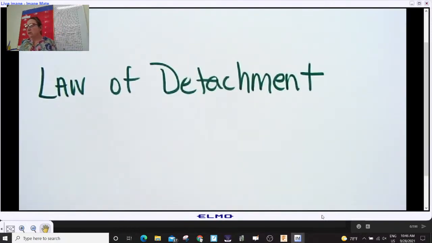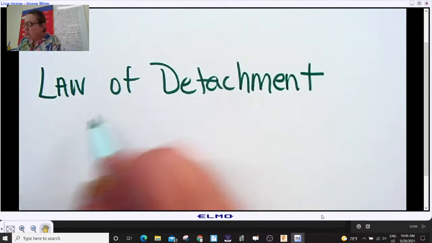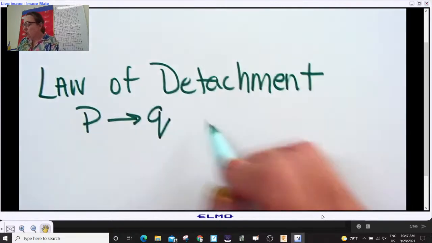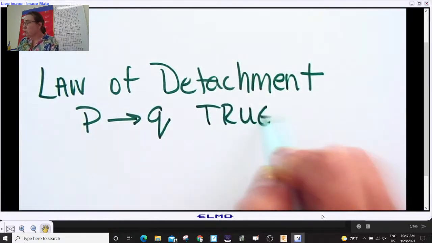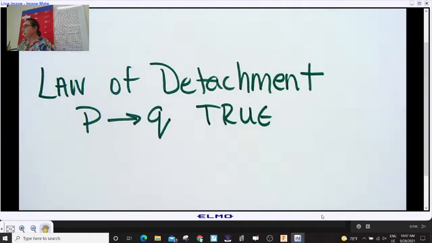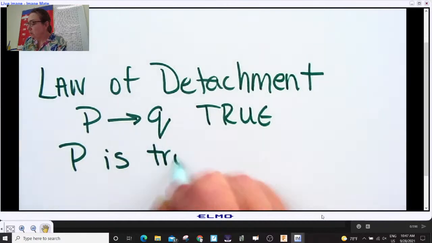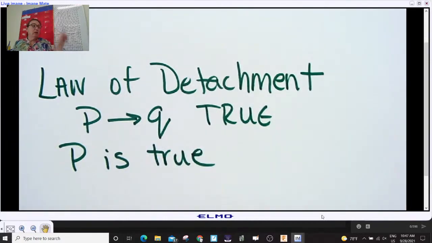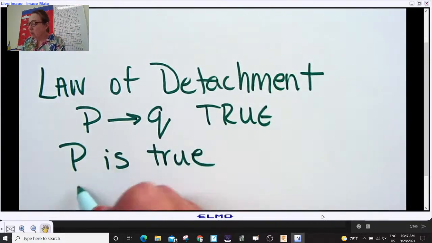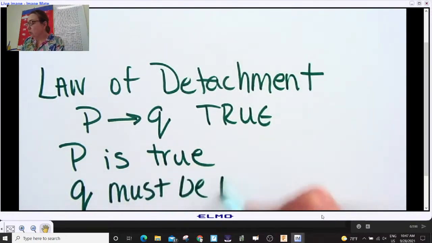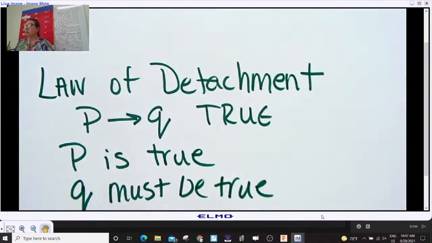Now, the law of detachment says that if you have a conditional statement that you know is true, like you know it's a true conditional statement, and I tell you that P is true, then the conclusion that you can draw is that Q must be true in a given scenario. Okay?